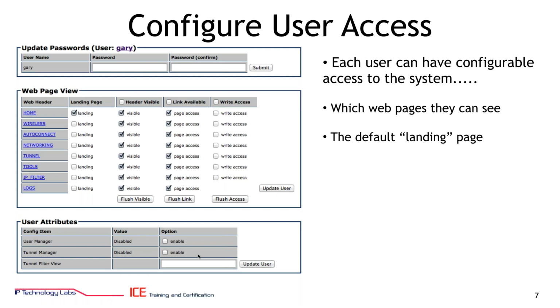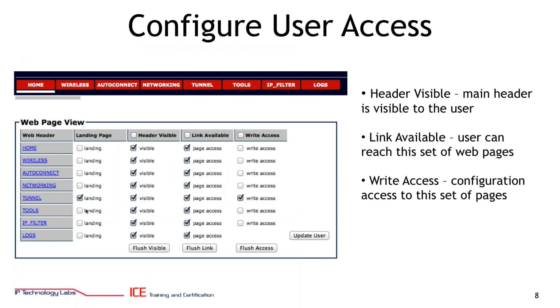But a tunnel manager can set up a circuit ID. So I can have somebody that can monitor my tunnel page. He can go in and change different circuit IDs, change parameters like that, parameters that don't affect the data path. And then we also have some filter views, which we'll get into.